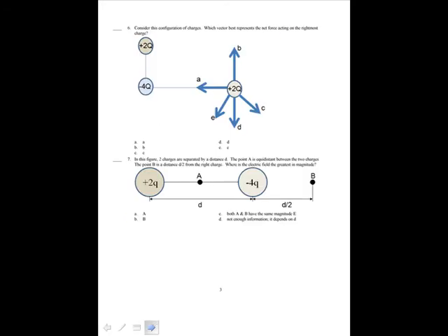Consider this configuration of charges. Which vector best represents the net force acting on the rightmost charge? That's on this charge. Alright, so let's just draw the vectors.